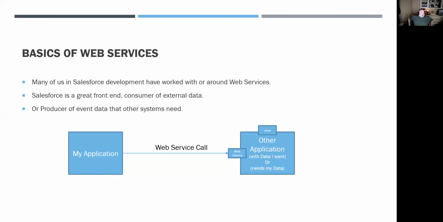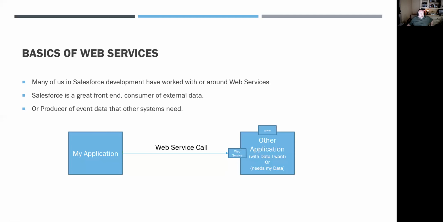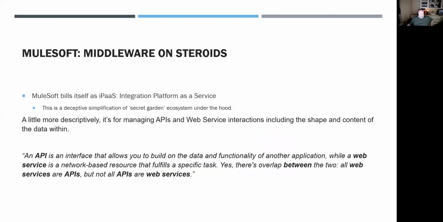So the basics of web services, I'll go back and make sure I didn't miss anything on that other slide. Okay, it's really good that an API is defined. An API is an interface that allows you to build on the data and functionality of another application, while a web service is a network-based resource that fulfills a task. Yes, there's an overlap between the two. All web services are APIs, and not all APIs are web services. So that's important to understand.